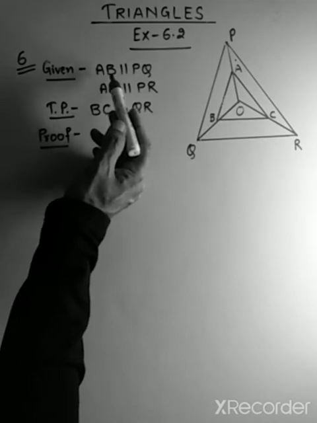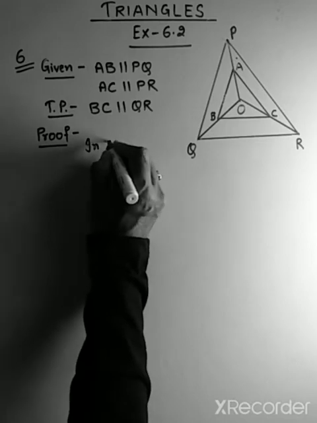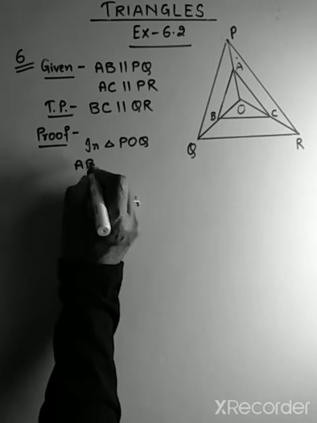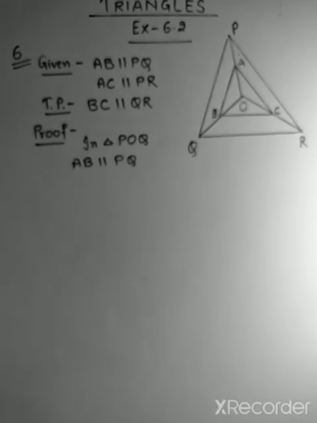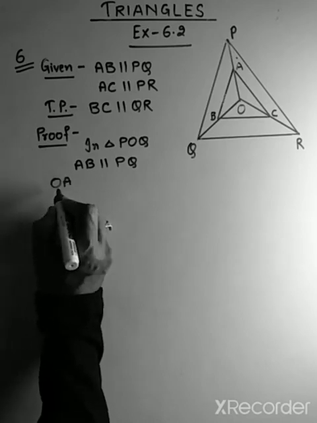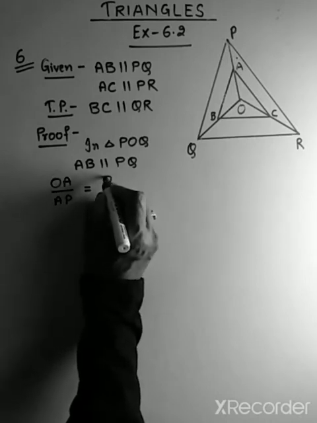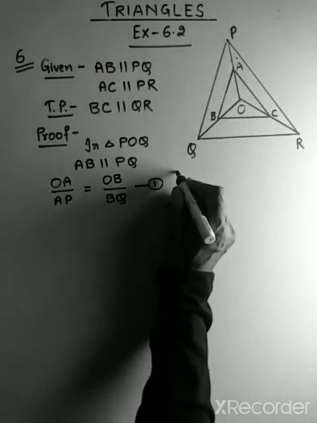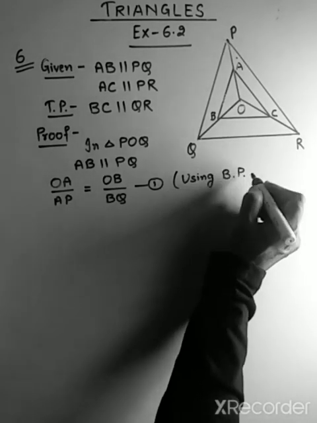So in the first case, AB is parallel to PQ. So for that, triangle is POQ. Now it is given that AB is parallel to PQ. So we can apply Thales theorem or basic proportionality theorem, which is OA upon AP equals to OB upon BQ. Equation number 1, using basic proportionality theorem.